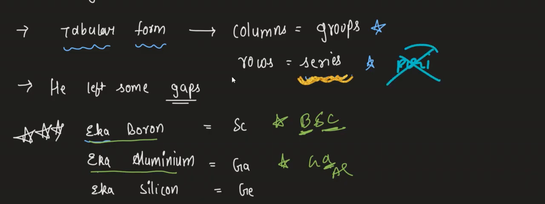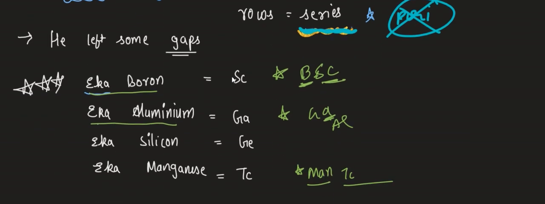But remember, the word period was given in which theory? The latest one, the long form of periodic table. But in Mendeleev's periodic table he used the word series. So series was used in Mendeleev's theory. While writing that periodic table, he left some gaps, thinking that in future some other elements may be discovered. What are those gaps?